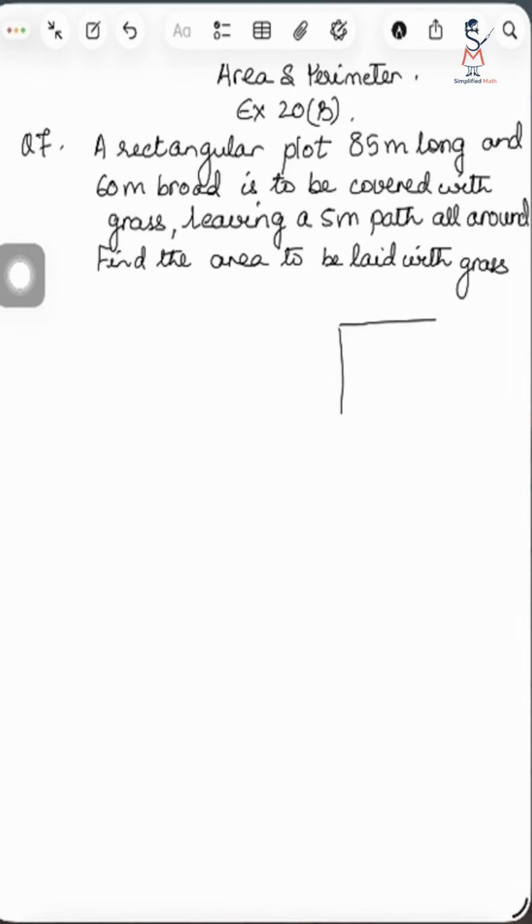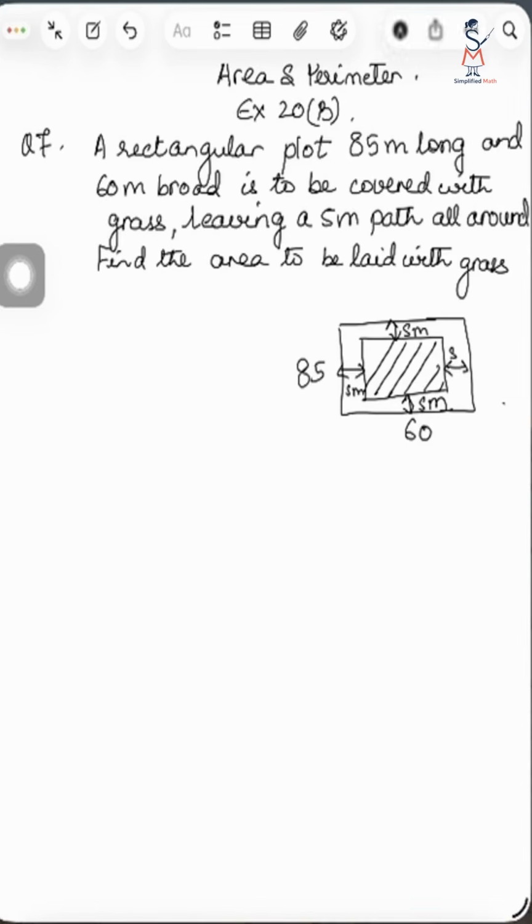We have a rectangular field or a plot which is 85-meter long and say 60-meter wide, broad. It is to be covered with grass, leaving a 5-meter path all around. That means we have to leave a 5-meter path all around it. This much 5, this much 5, and this much 5, and this much 5. Right? So this area has to be laid with grass.